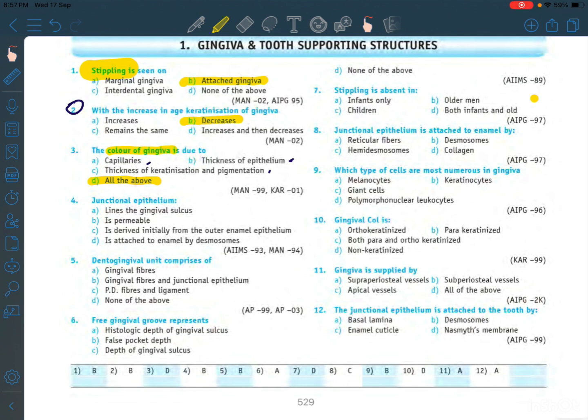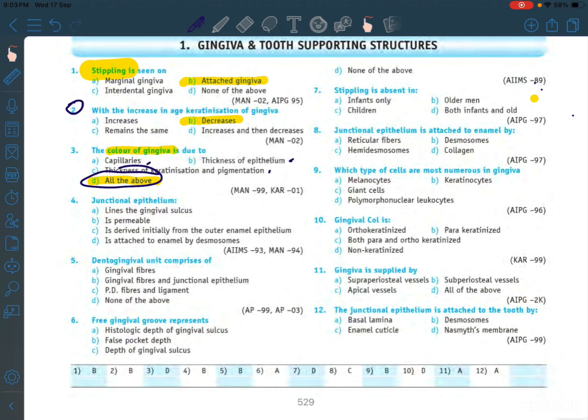So in short, you have to remember that gingival color is mainly determined by vascular supply, epithelial thickness, degree of keratinization and melanin pigmentation. Okay? So the answer over here is all.